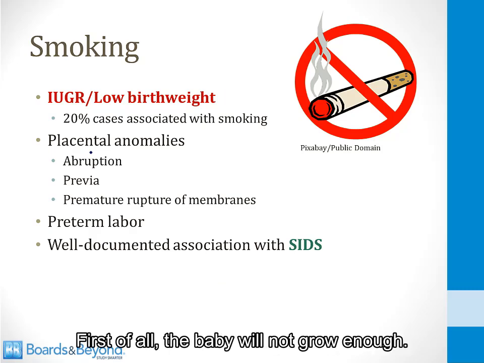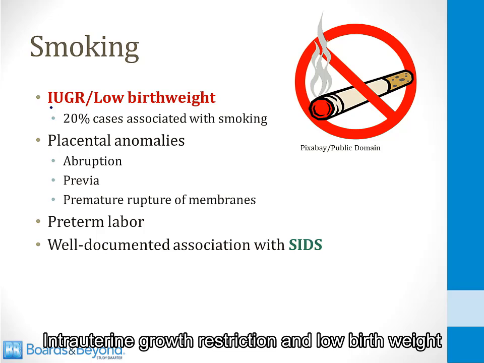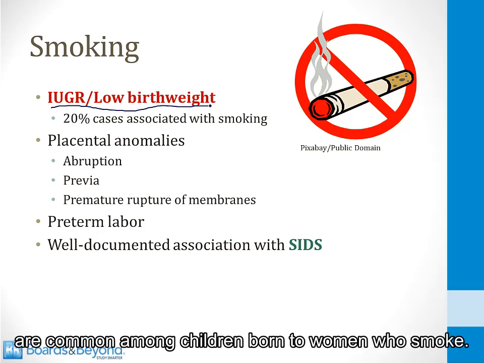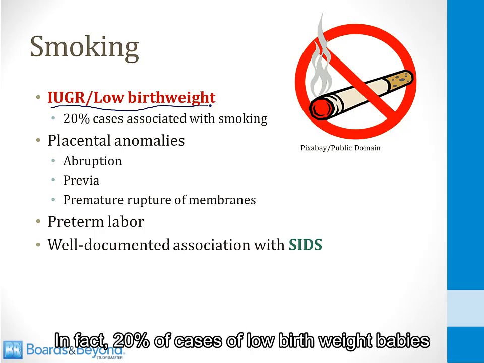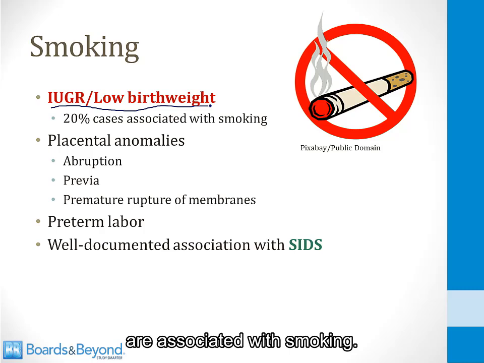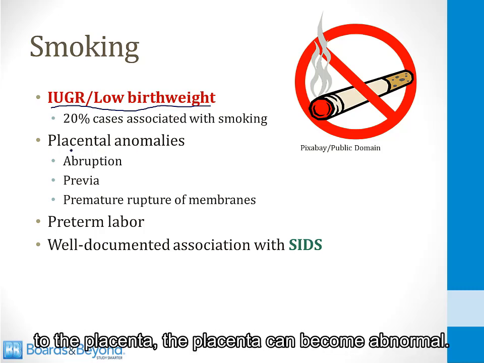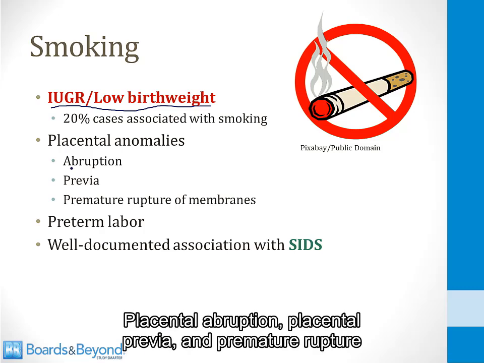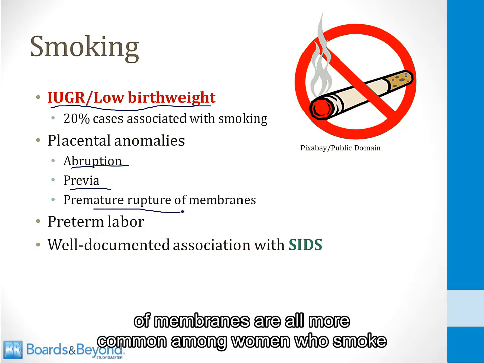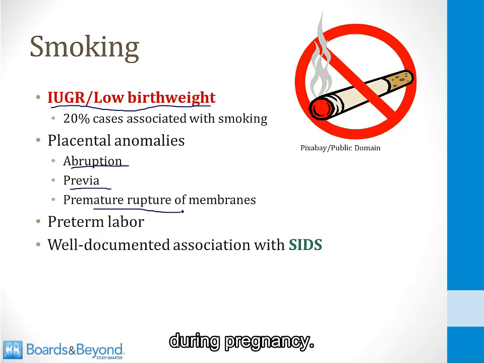First of all, the baby will not grow enough. Intrauterine growth restriction and low birth weight are common among children born to women who smoke. In fact, 20% of cases of low birth weight babies are associated with smoking. In addition, because there's poor oxygen delivery, the placenta can become abnormal. Placental abruption, placenta previa, and premature rupture of membranes are all more common among women who smoke during pregnancy.